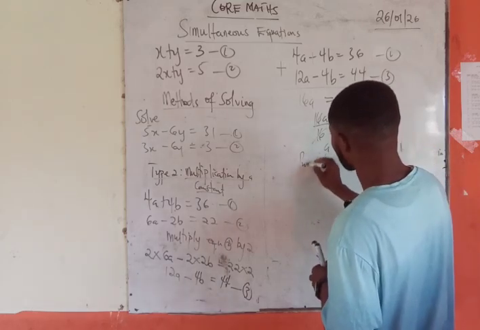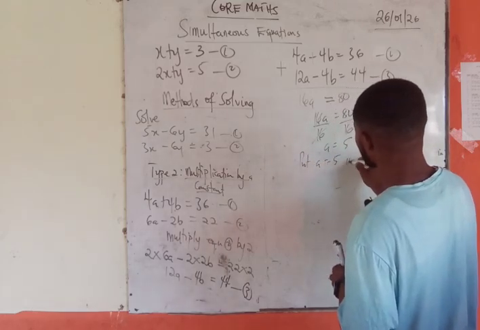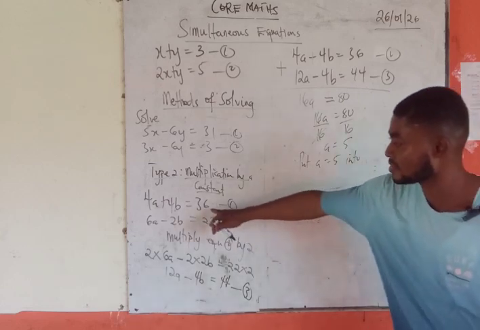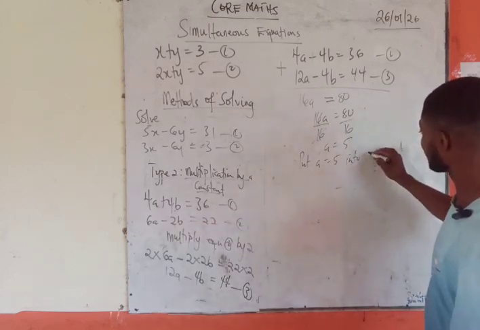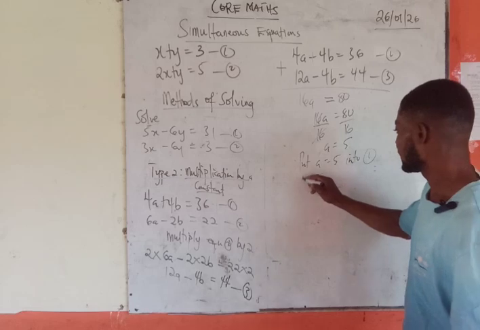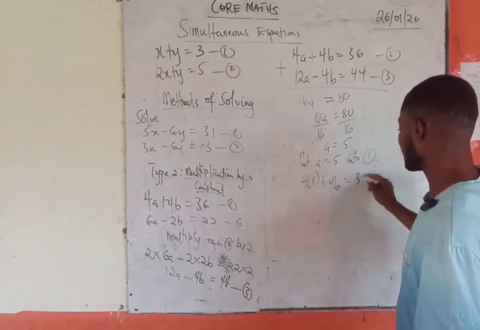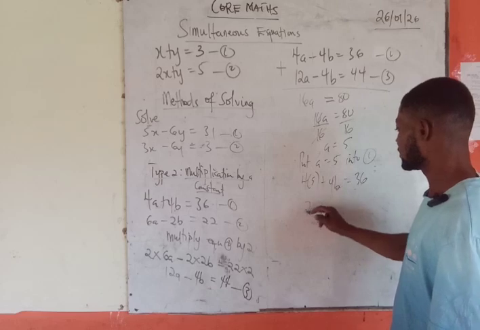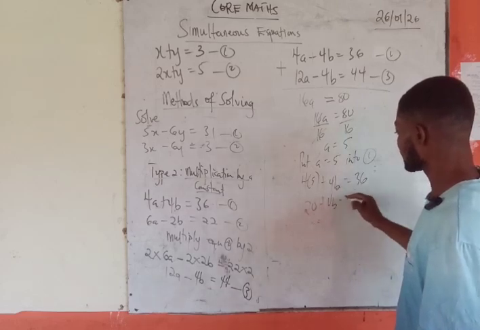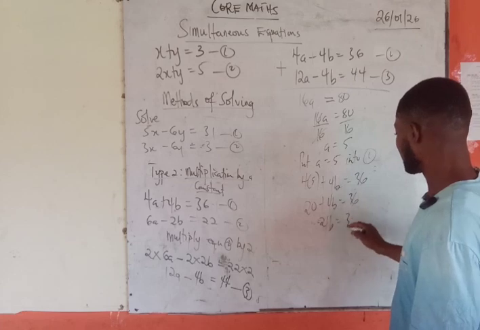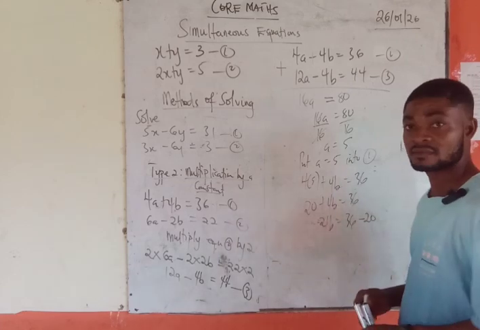Now we put a is equal to 5 into any of the equations, either equation 1 or 2. So I like to put this into equation 1. That will give us 4 into bracket 5 plus 4b should give us 36. 4 times 5 is 20, plus 4b is equal to 36. 4b is equal to 36 minus 20. Please, do you get it?